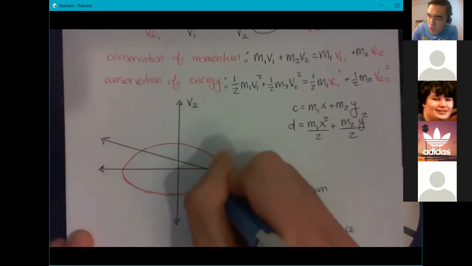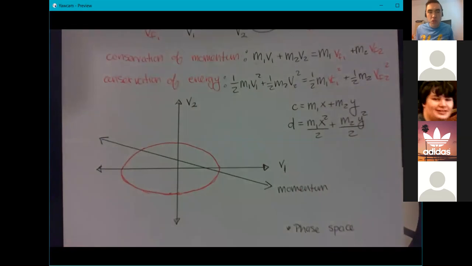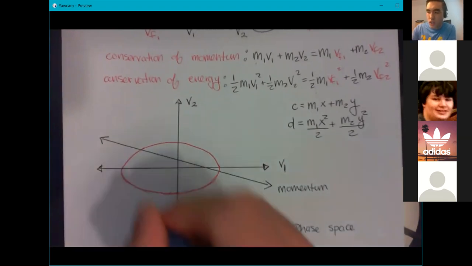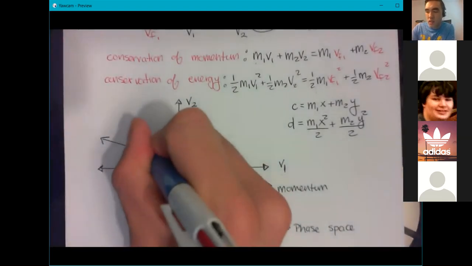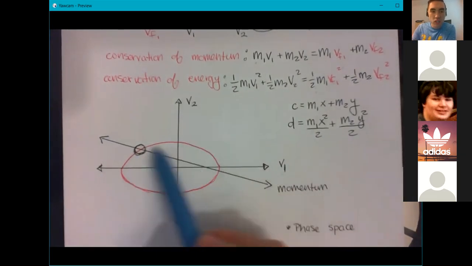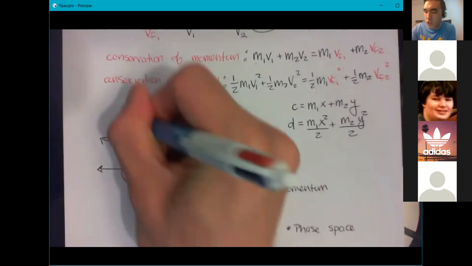And so here's what the physics of the universe is doing every single time two objects collide. Before these objects crashed into each other, they had this set of values. So this is velocity one and velocity two before the collision.